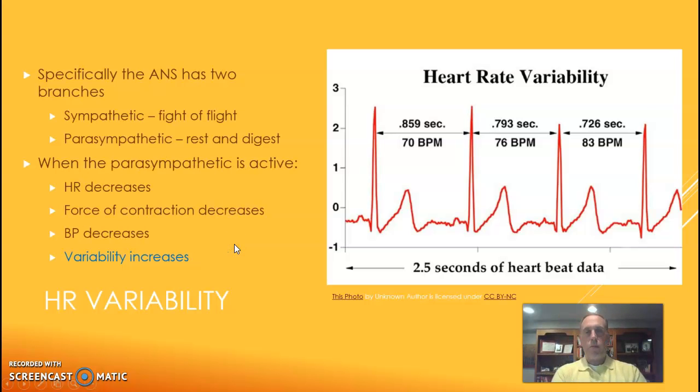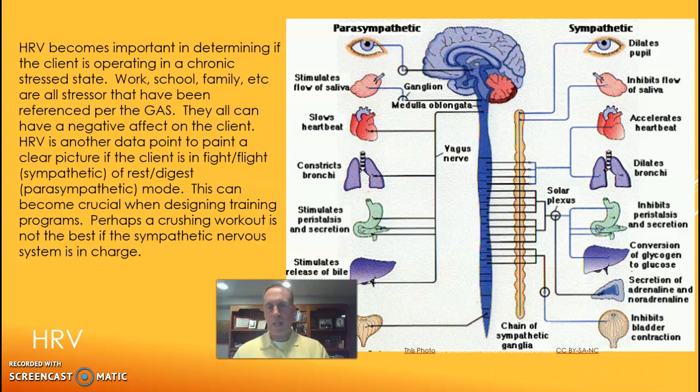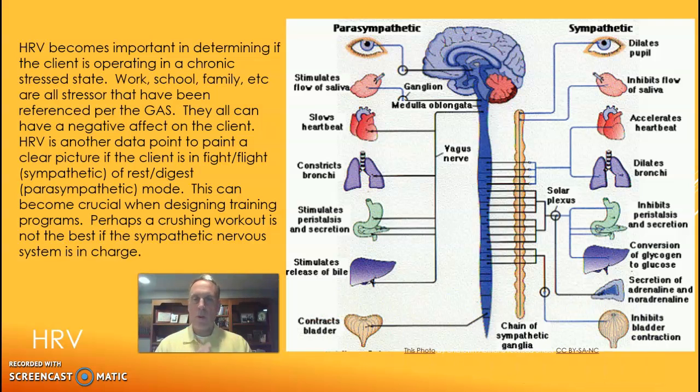Now, when you look at it in terms of the parasympathetic, you'll have an increase of variability. You'll have variation between the different heart rates. And as you have a decrease in heart rate and the force of contraction decreases, with the parasympathetic, what you're after is you'd like to have your body kind of operate from the parasympathetic side and have that higher heart rate variability, and you're more in a rest and digest as opposed to fight or flight.